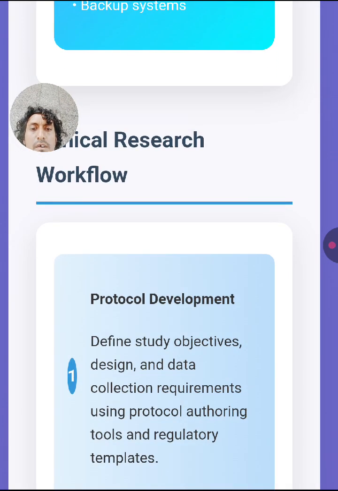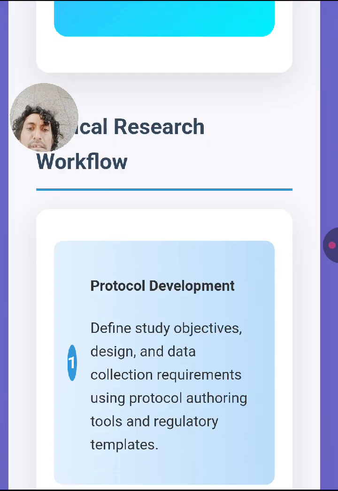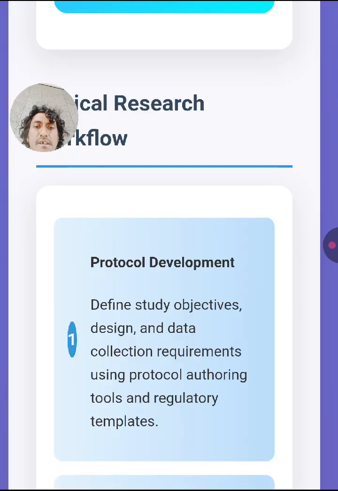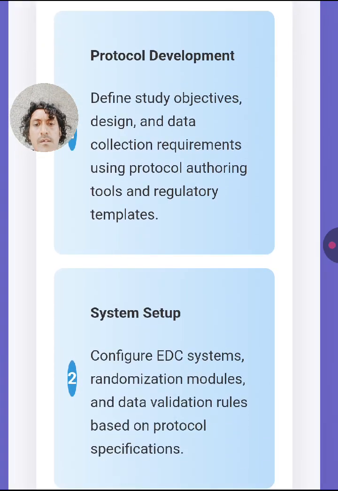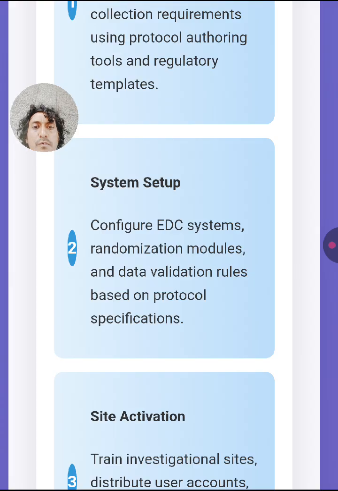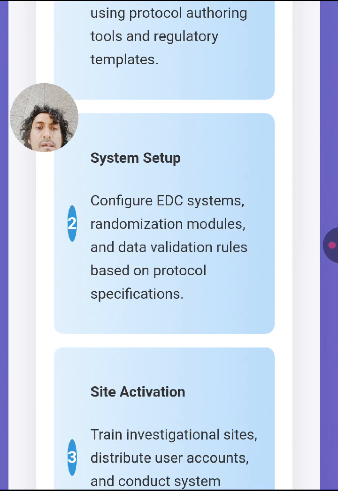Here is a typical clinical research workflow. It will have protocol development: define study objectives, design data collection requirements, using protocol authoring tools and regulatory templates. The system setup will have configuration of EDC systems, randomization modules which are responsible for randomized trials, and data validation rules based on protocol specifications.